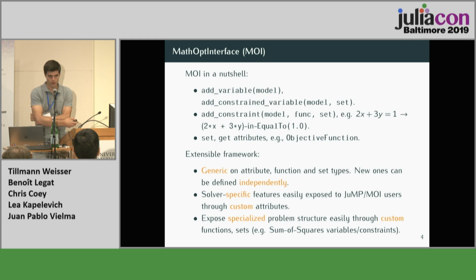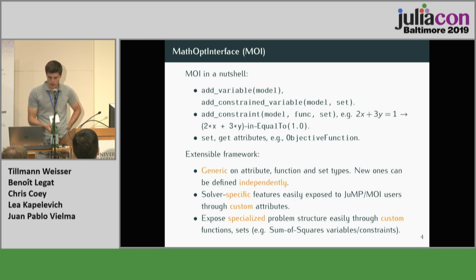So I started by briefly introducing what's the MOI interface. That's the low-level interface that we use for the solver. So we have basically three mechanisms. One mechanism is to add a variable, so either add variable, where we add a free variable with no constraint, or add constrained variable, which can add a constrained variable or constrained variables. For example, you can say I add non-negative variables, or you can say I add a matrix, which is a PSD variable. And then you can add constraint.